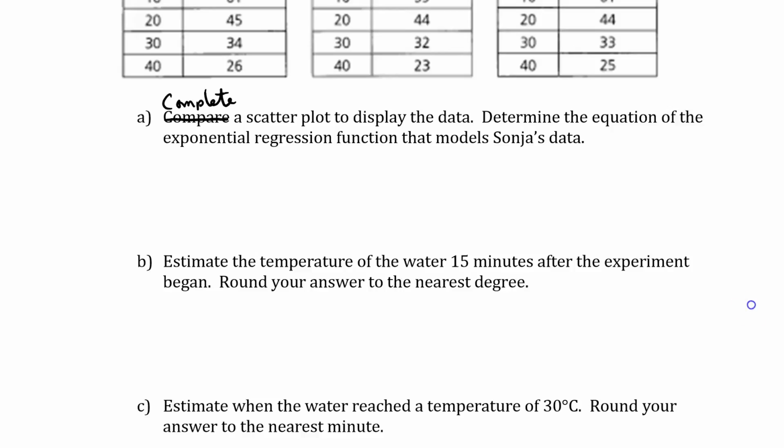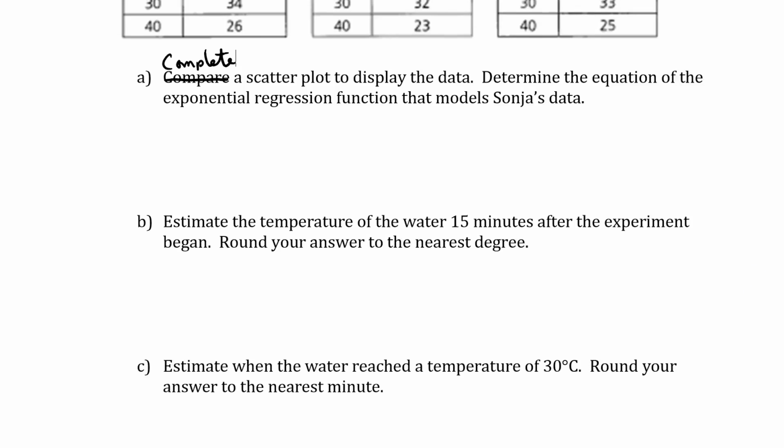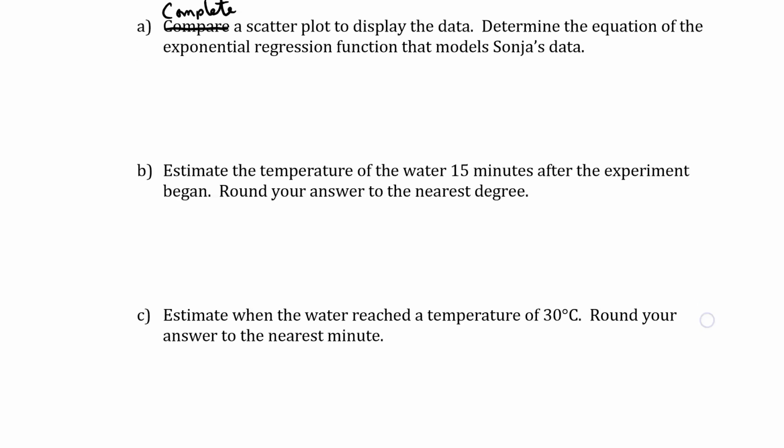Part B is to estimate the temperature of the water 15 minutes after the experiment began, round your answer to the nearest degree, and estimate when the water reached the temperature of 30 degrees Celsius. What I really like about this question is one of them gives you the dependent and asks for the independent, and one of them gives you the independent and asks for the dependent. So we can compare the 2 methods, either the value or the intersect.